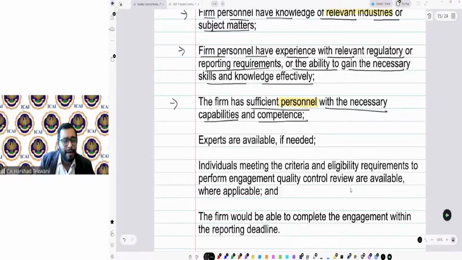Whether experts are available if needed. Individuals meeting the criteria and eligibility requirements to perform the engagement quality control review are available, where applicable.